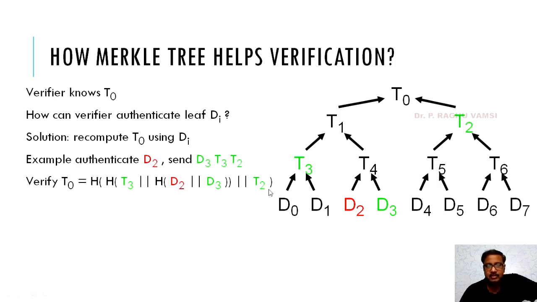This is the formula that will be applied by the verifier to recalculate the T naught. Previously, the verifier knew the T naught. After calculation, if the T naught that he gets is equal, then D2 is not tampered. If the T naught known to him previously does not match the T naught value that we have computed here, then we will come to know that D2 is tampered.